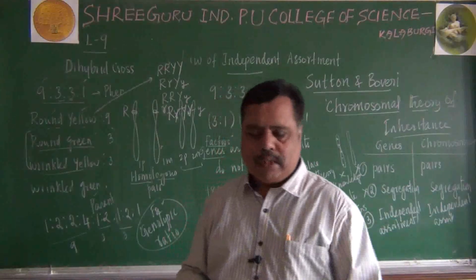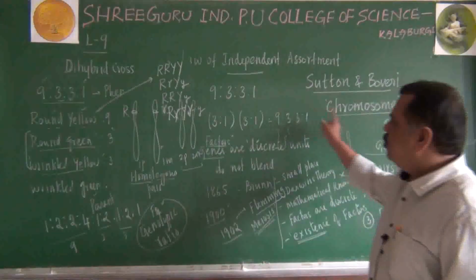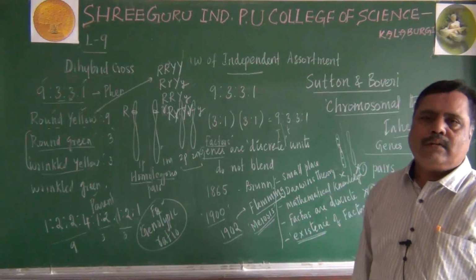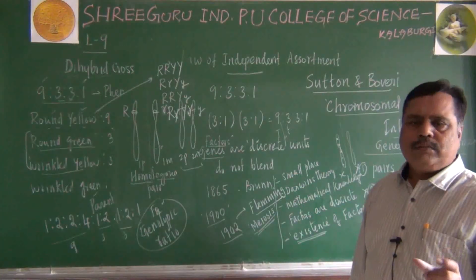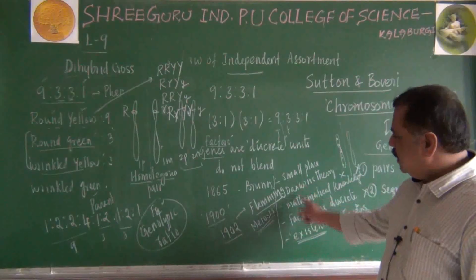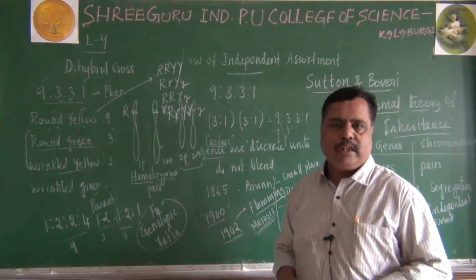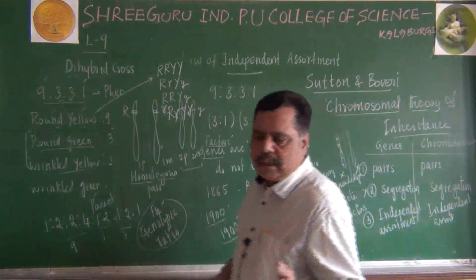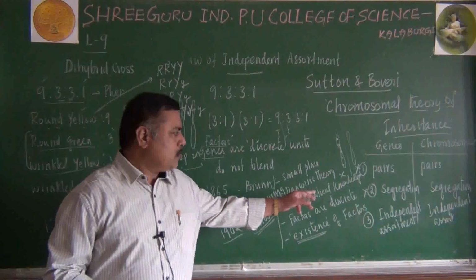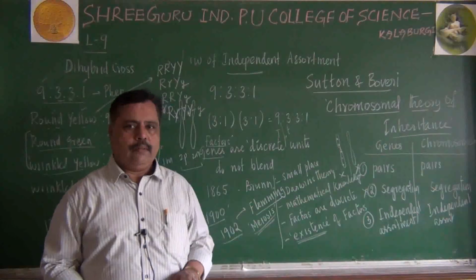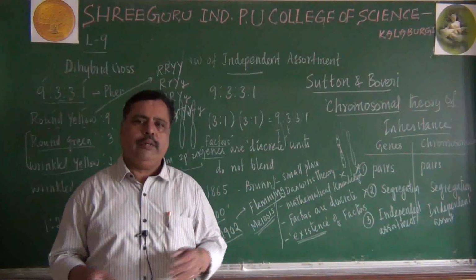In today's class, I explained what the law of independent assortment is, as well as the chromosomal theory of inheritance. Why Mendelian theory was not accepted, we have also discussed. This can be asked as a 3 mark question. The chromosomal theory was asked many times in board examinations for 3 marks. So genes also occur in pair, chromosomes also occur in pair. Genes also segregate, chromosomes also segregate. Genes also undergo independent assortment, chromosomes also undergo independent assortment.